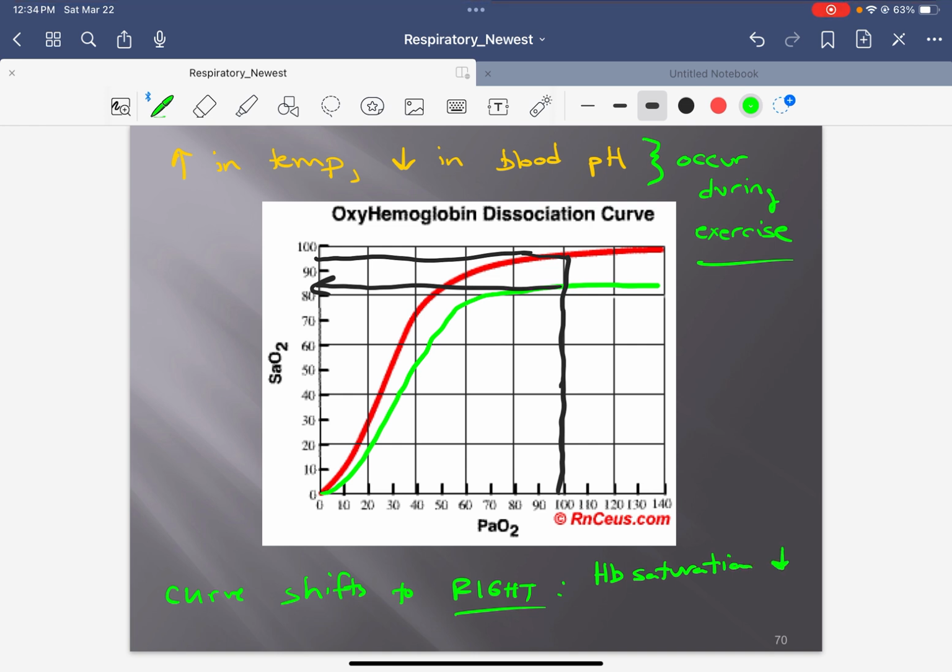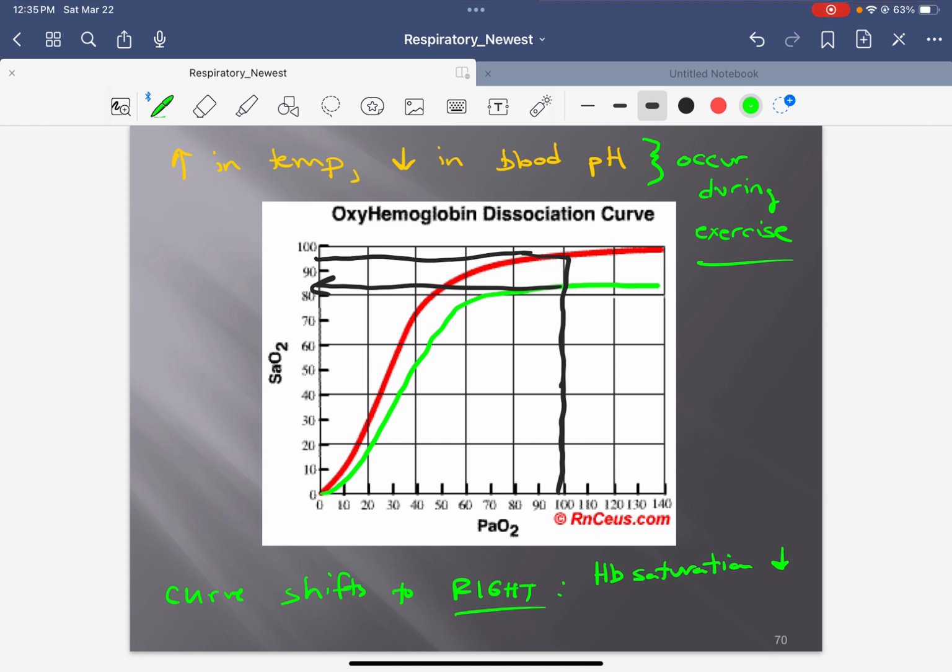But it does so on purpose. When you're exercising, we actually want hemoglobin saturation to go down because we want the oxygen to be dropped off to the tissues of the working muscles. So it isn't always a bad thing. In that moment, we want hemoglobin saturation to go down because it's dropping off more oxygen to the working muscles.